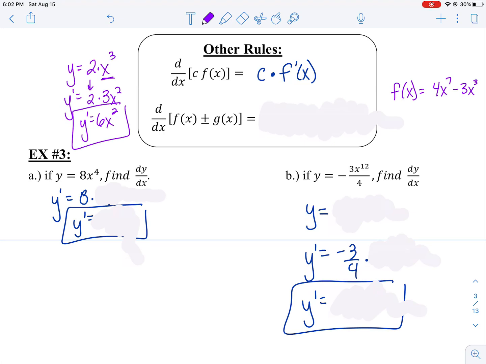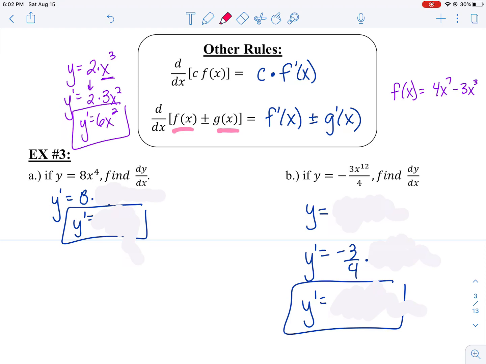All right, the next rule says that I can find the derivative if I have a couple of different terms added or subtracted. If I have a whole bunch of different terms added or subtracted, a polynomial, I can find the derivative simply by finding the derivative of each little part. Now this only works if they're added or subtracted together. It does not work if you have a whole bunch of terms being multiplied together. We'll talk about that rule later.